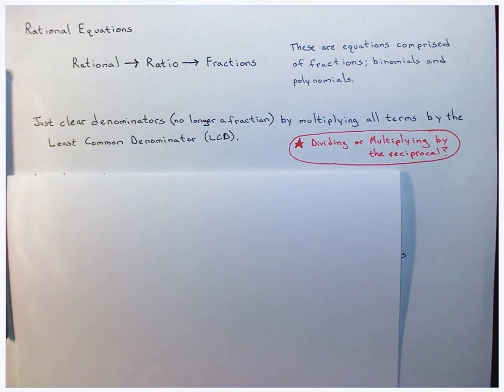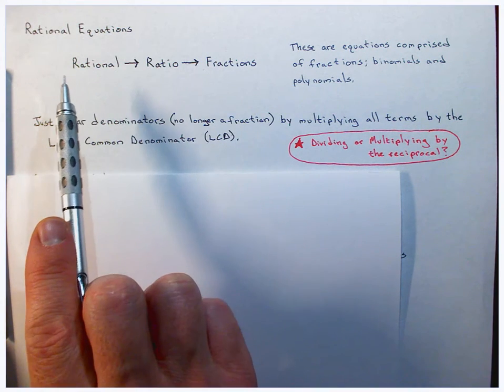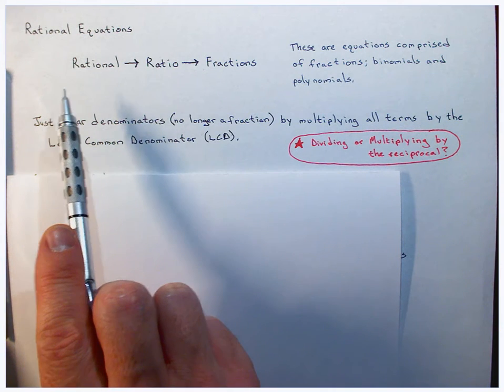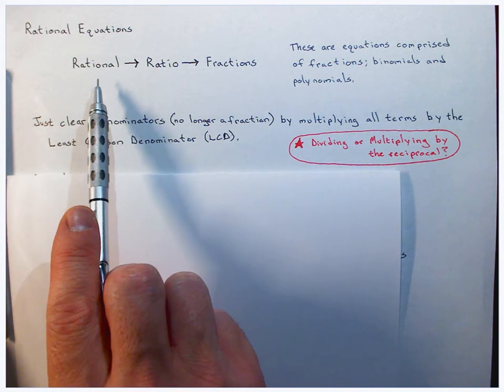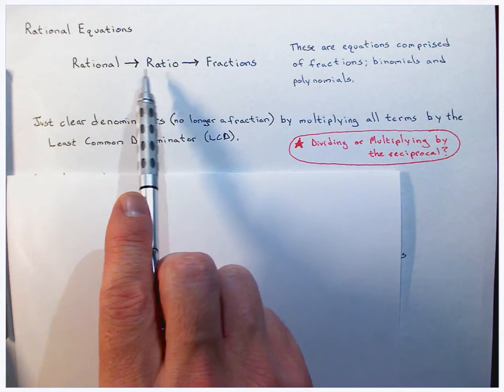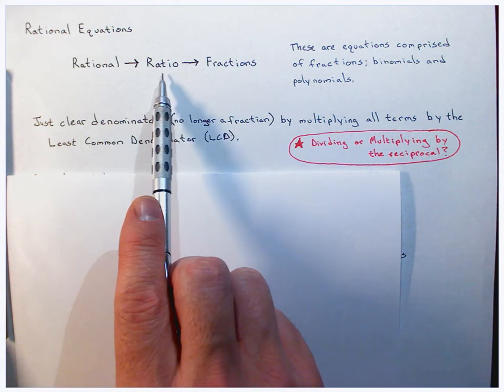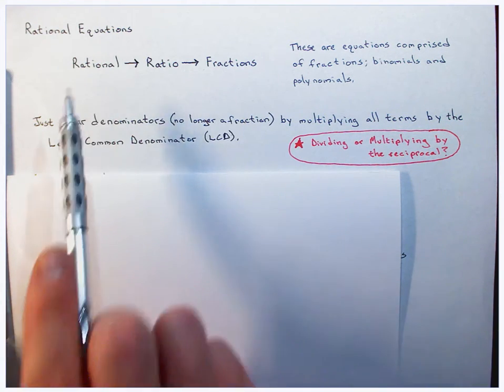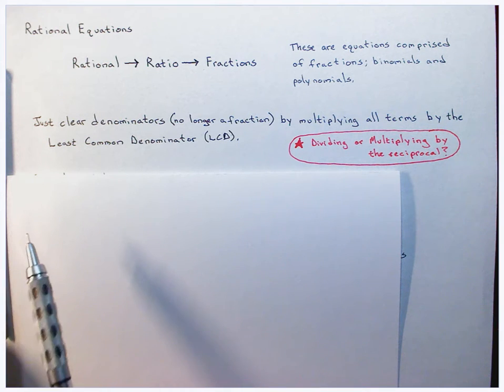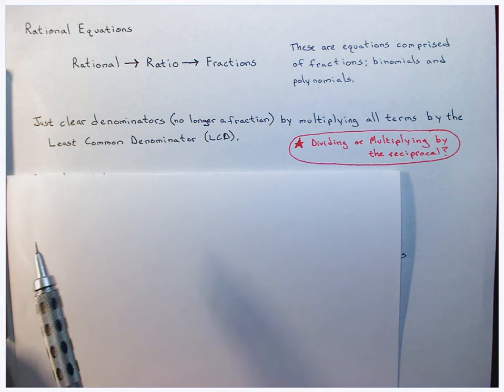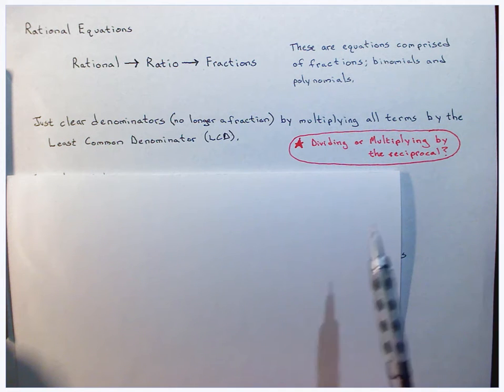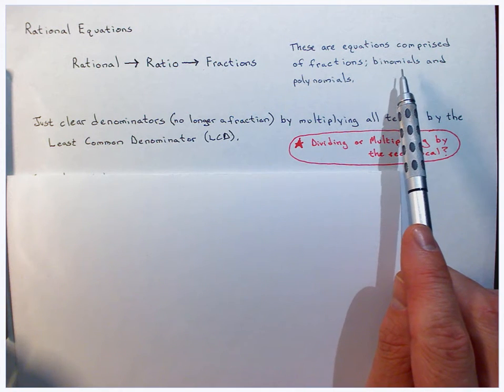Hey everyone, we're going to talk about rational equations. I still remember when I finally realized why they call it a rational equation. It's just an extension of the word ratio, and ratio means fraction. And that's what we're looking at: equations that are more or less a group of fractions put together.